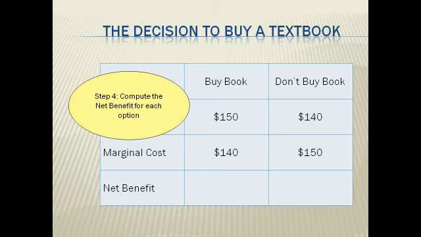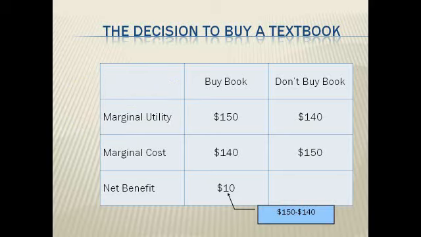For example, let's consider the buy the book option. We said that the marginal utility for buying the book was $150. That was the maximum amount the person was willing to pay in order to buy the book. While we said the marginal cost was $140. That was what the person must pay in order to buy the book. Therefore, the net benefit is $150 minus $140, which equals $10. I told you it was easy.